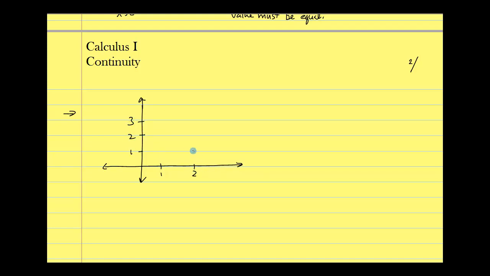And we'll put a hole in the graph here, and then we'll have a solid point right above it. And I'll draw my favorite parabola, a parabola opening up. So this is the question: is this graph continuous at the point x equal 2? So that's my question.